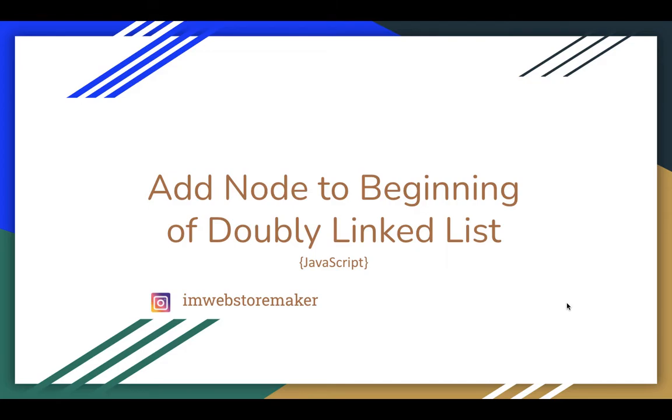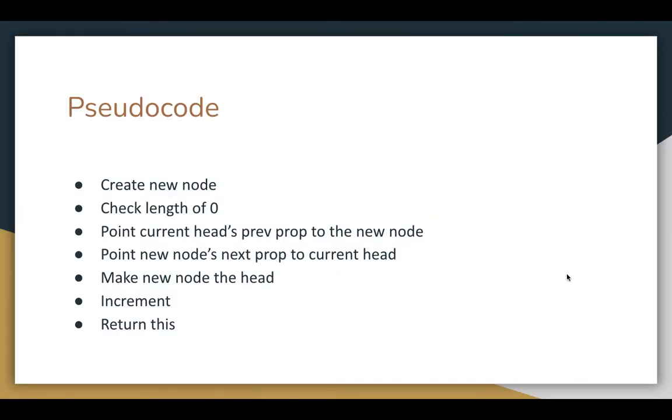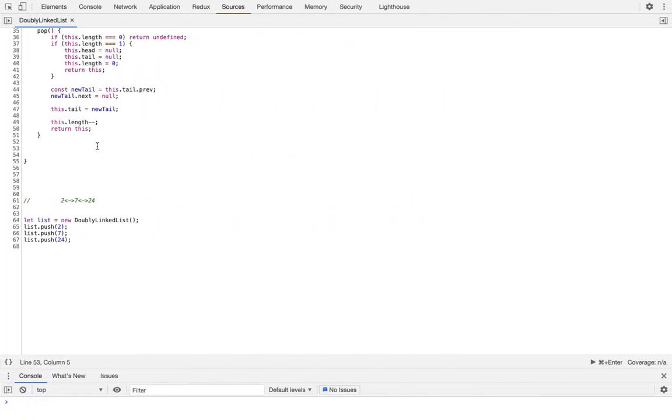In this lecture, I'm going to show you how to add a node to the beginning of a doubly linked list. Here we're going to call this method unshift. Unshift will take in a value as an argument.